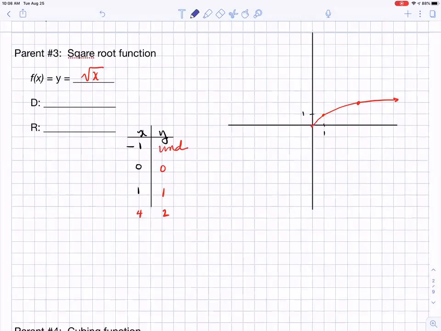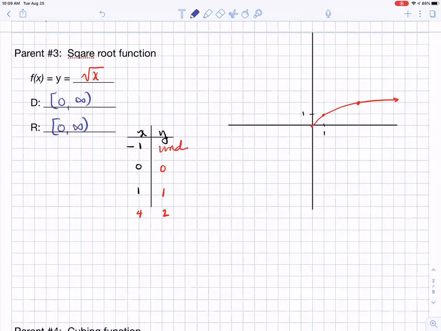All right, domain. Left to right, what's the leftmost x value that's being used? 0. And am I actually using that 0? Yes, I am. So I'm going to use the square bracket. And then what's my rightmost x value that I'm using? Positive infinity. Okay. Let's go to range. All right, down at the bottom, what's my bottommost value that's used? 0 again. And I'm using it all the way up to positive infinity.